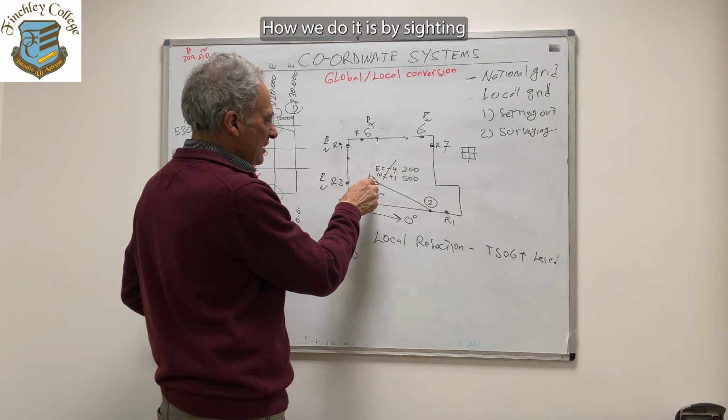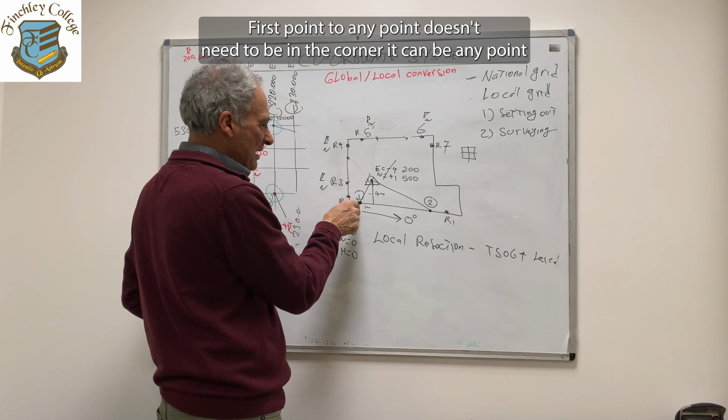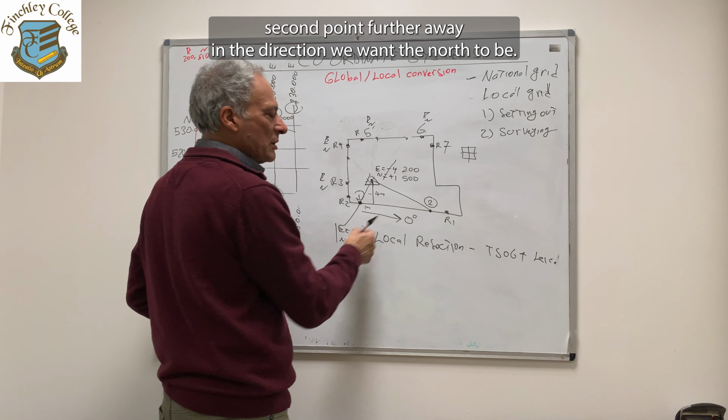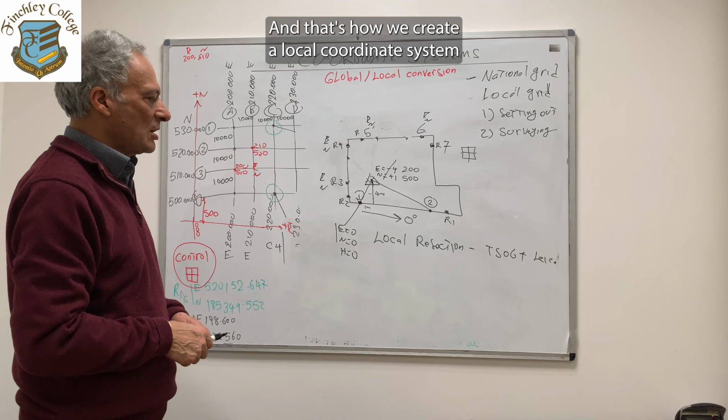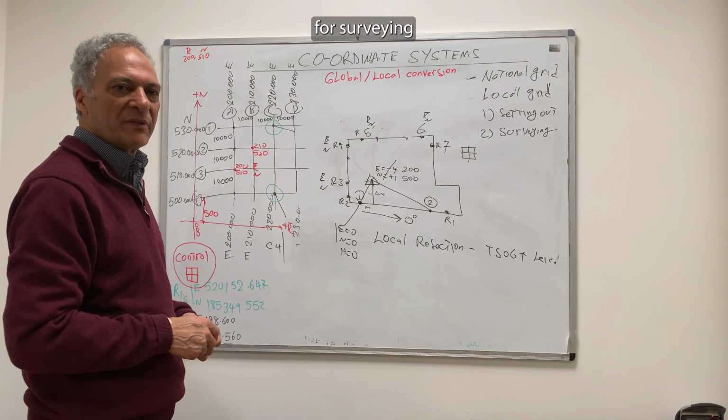How we do it is by siting the first point to any point. It doesn't need to be in the corner, it can be any point. Then a second point further away, in the direction we want the north to be. And that's how we create a local coordinate system for surveying.